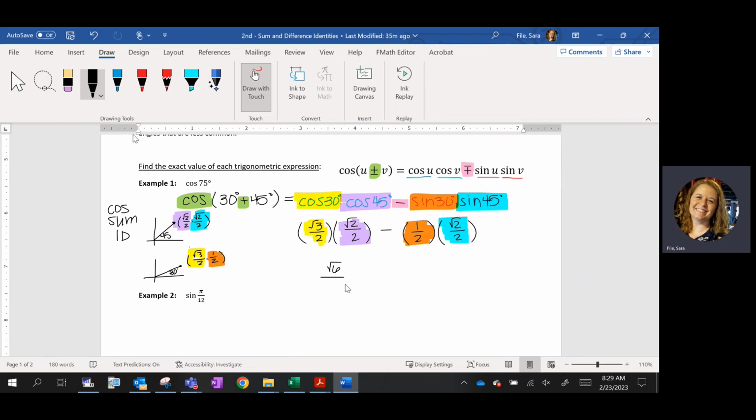Okay, 2 times 2 is 4. Okay, here 1 times root 2 is root 2. And 2 times 2 is 4. Hey, I'm subtracting fractions and I have a common denominator. That's nice. So I can go ahead and combine this. Okay, so it's all together over 4. That's my common denominator.